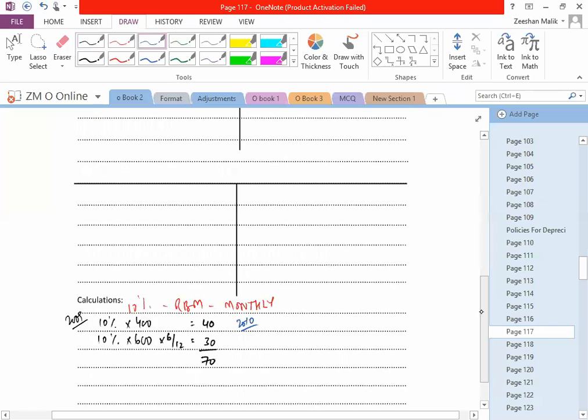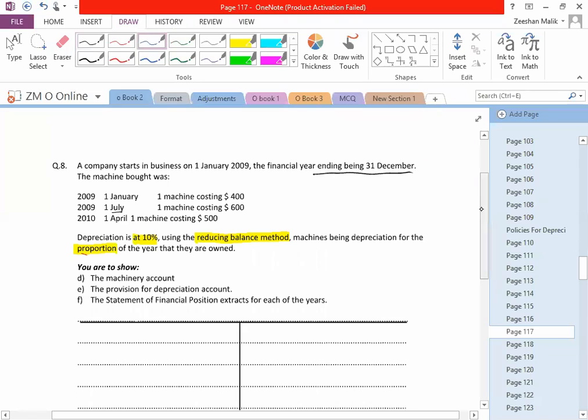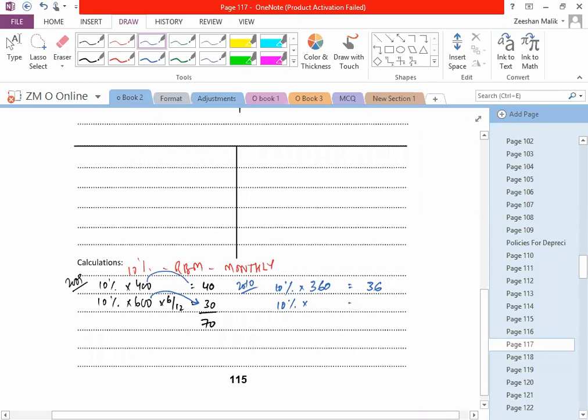Now for 2010, how many assets we have in 2010? There are 3 assets now. One is added. So total become 3 assets. It is reducing balance method. 10% is to be applied after subtracting 40, after subtracting previous depreciation. Kindly verify it is reducing balance method. You need to apply depreciation after subtracting the previous depreciation.